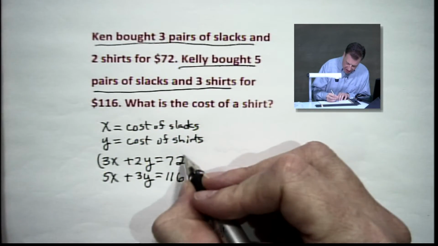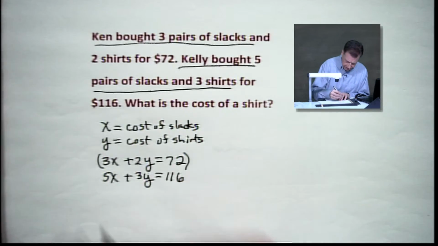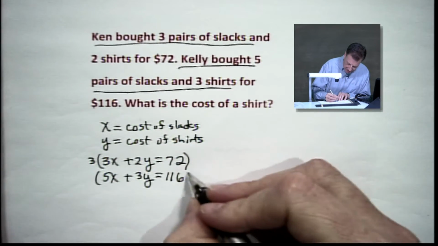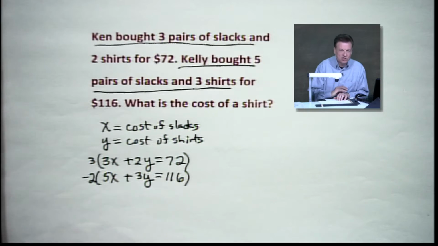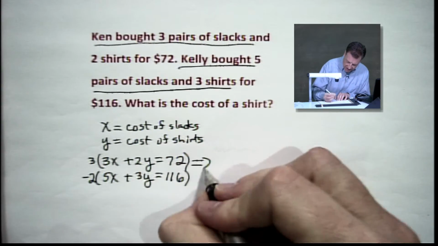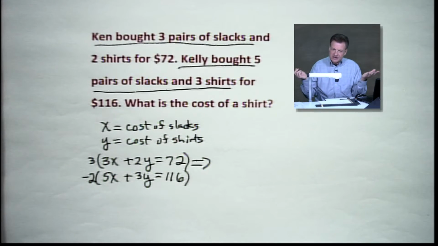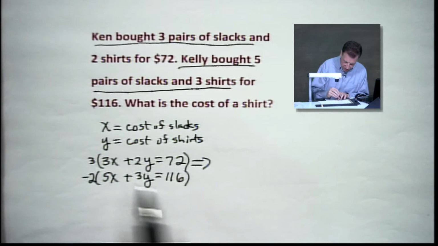So let's do the top by 3, and we're going to multiply the bottom by -2, all right? And we'll see what comes out of this mess. Hopefully good stuff. Remember, we want that cost to be pretty decent. We're going to find out.